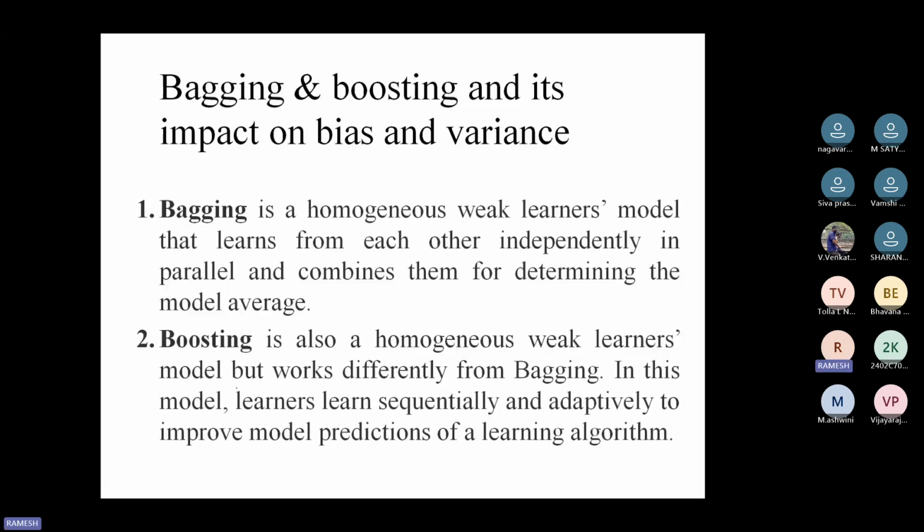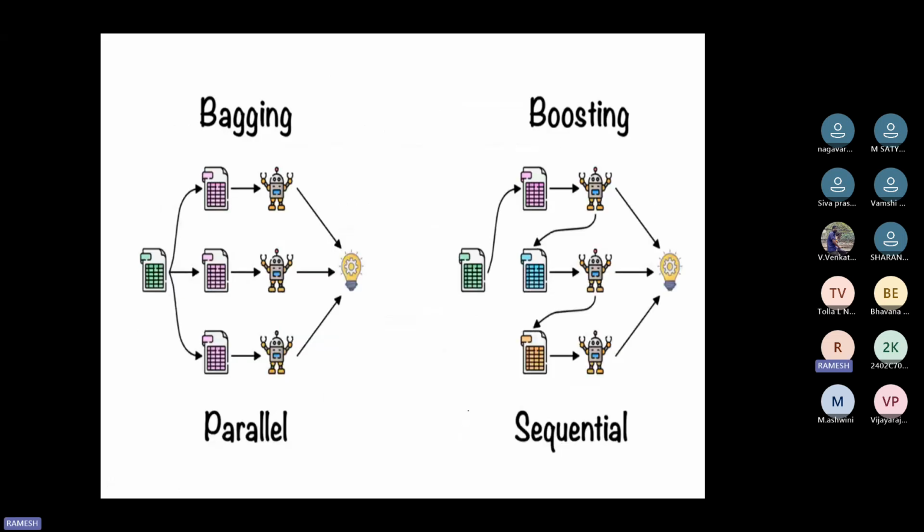Yeah, bagging is homogeneous: the models will be executed in parallel. Boosting is also homogeneous, but the models are executed sequentially, one by one. So this is a bagging approach.